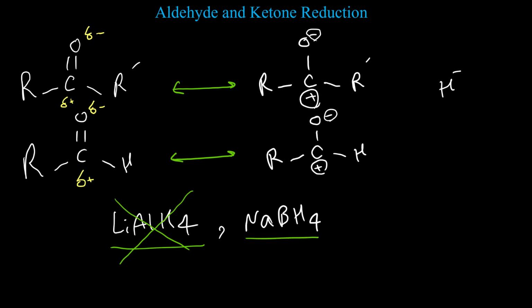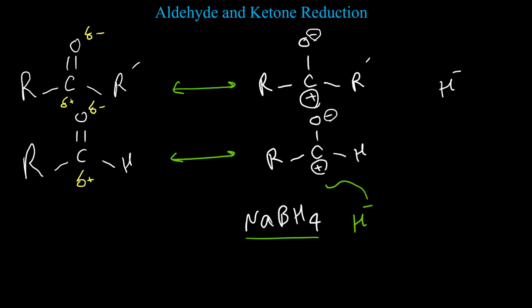That's a lot safer. We can perform it even in a protic solvent, and quenching of the reagent is a lot easier. So what happens during the reaction between sodium borohydride and aldehyde or ketone? Actually, sodium borohydride can produce negative hydrogen. This negative hydrogen can attach to this positive carbon. Then we have this structure.